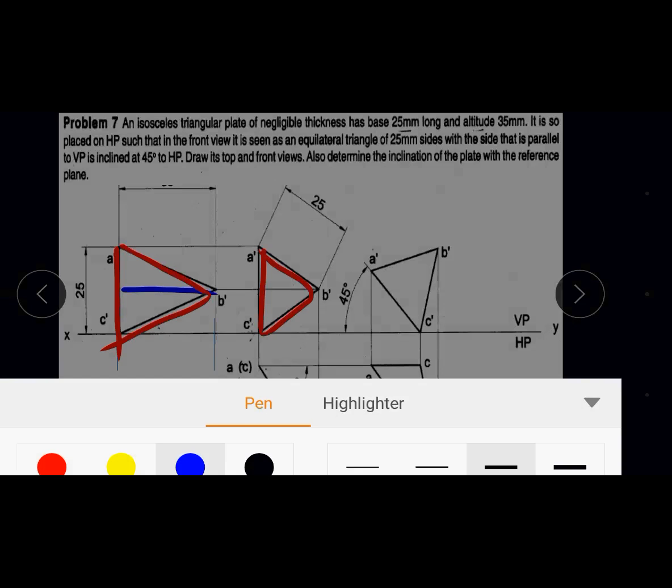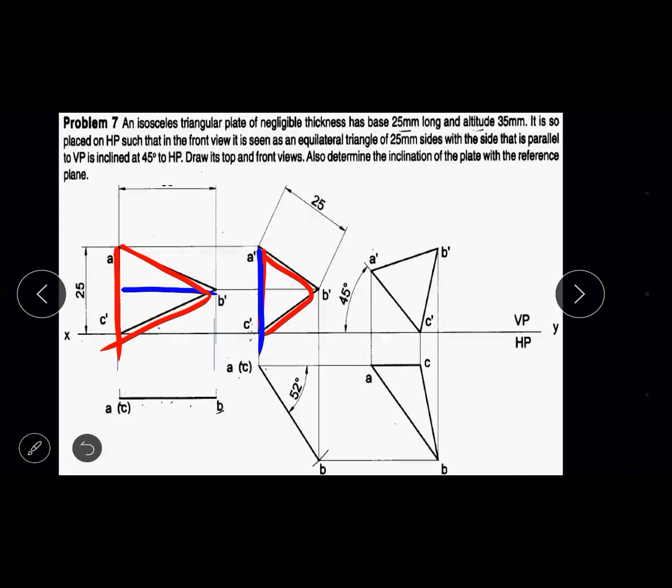A' C' is the side of the lamina which is placed parallel to VP and perpendicular to HP. It is the resting side. So this side of the lamina you have to transfer to 45 degrees to HP. In the next step, construct the 45 degree line, measure this side A' C' of the lamina, place it on the 45 degree line, go for the intersection of the arcs and complete this triangular lamina, draw the projection lines and get the last view of the lamina.